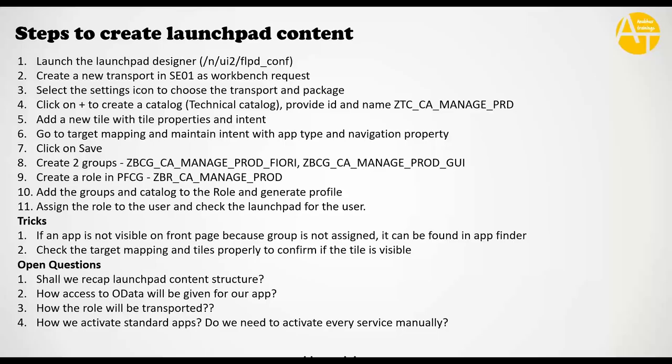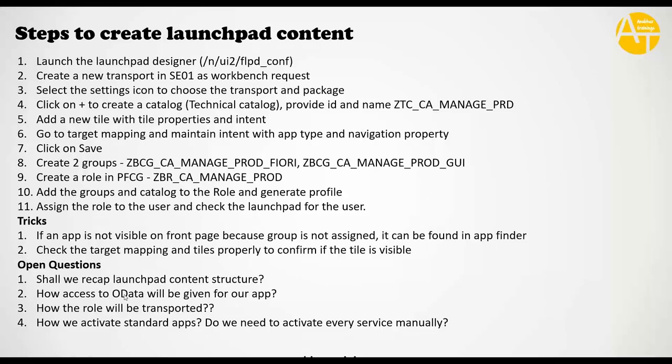How do you transport the role to the quality system? We created a transport request. We put our catalog and group inside the transport, but we forgot to add roles inside the transport. We will see how to do that. Then, how to activate standard apps, what is the process of activating the standard app related services, how do you troubleshoot them, and then what is Fiori rapid deployment. We will discuss these topics in today's session.